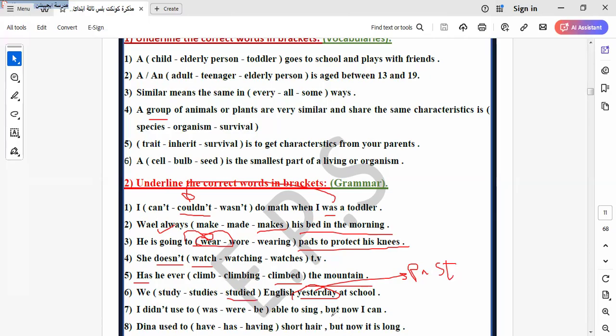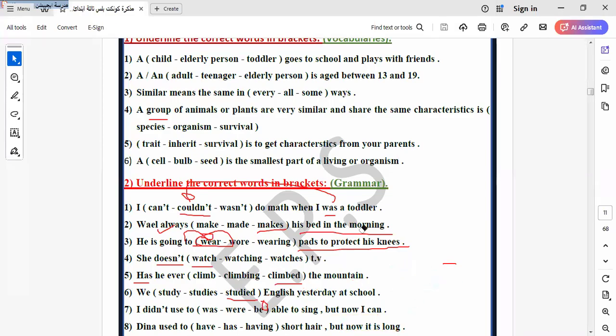So I select which one was correct. Studied. Space, but now I can. So it will be I didn't use to be able. Here the to must be followed by the infinitive form. Dina used to space short hair, but now it's wrong. Used to have short hair, so the verb will be in the infinitive form.